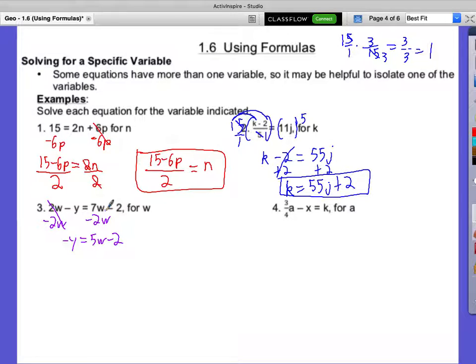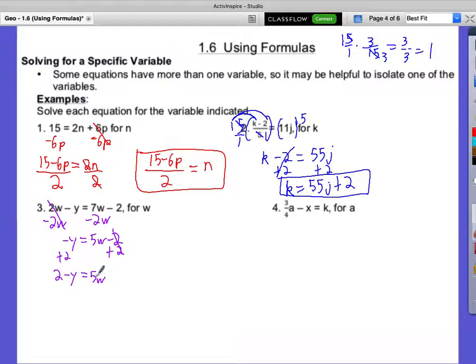So now we need to get w by itself still. What do we do with this negative 2? Add 2. Now do we know what negative y plus 2 is? No, okay, we can't combine them. They're not like terms. So we can write either 2 minus y or negative y plus 2. Either way is perfectly fine. They're both the same thing, okay? I'm going to clarify that again. Negative y plus 2 or 2 minus y, same thing.